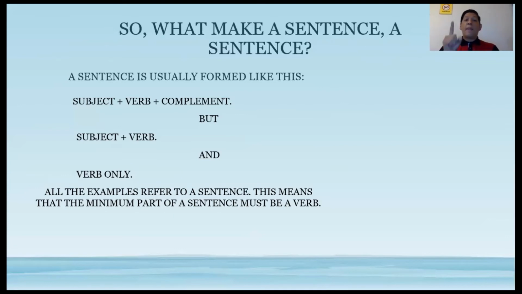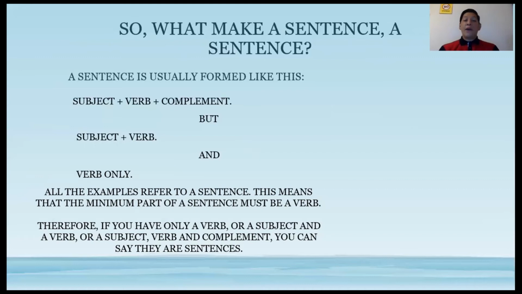This is very important. The sentences, minimum, they need to have a verb. Very good. Now, therefore, if you only have a verb, or a subject and a verb, or a subject, verb, and complement, you can say that these are sentences. Remember, subject, verb, complement is a sentence. Subject and verb is a sentence. Verb is a sentence. And what happens when you only have the subject or the complement? How do you call those?